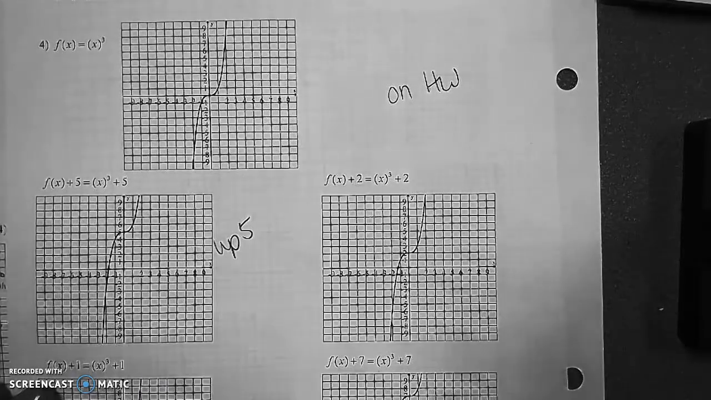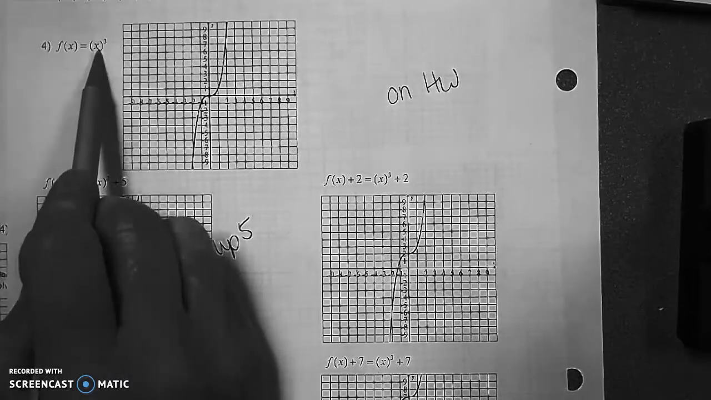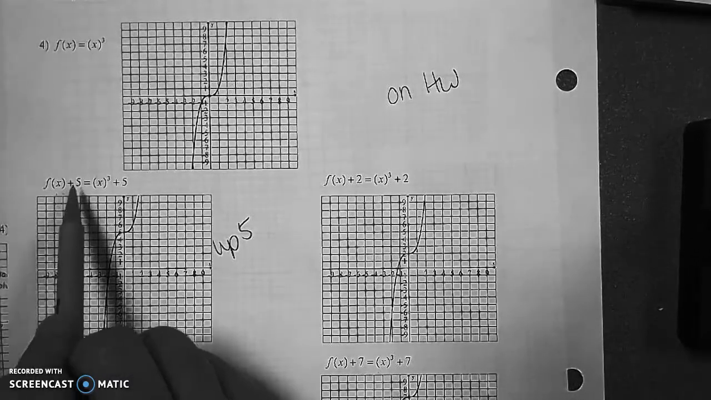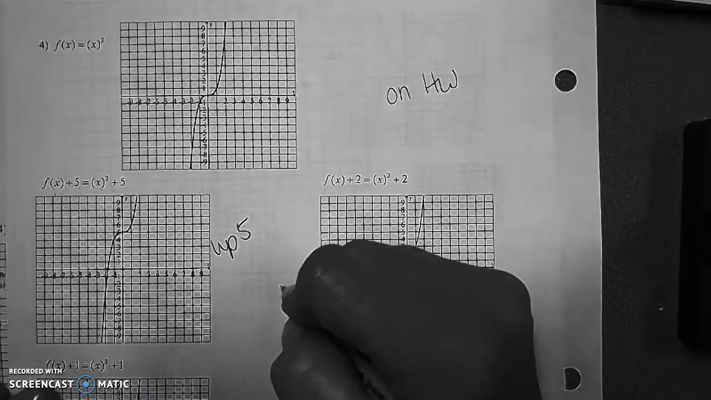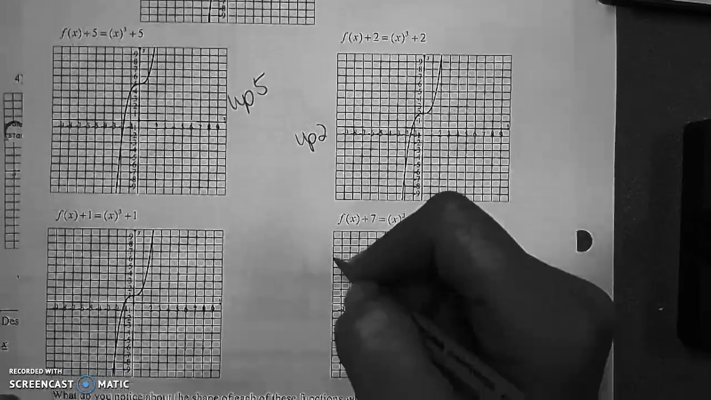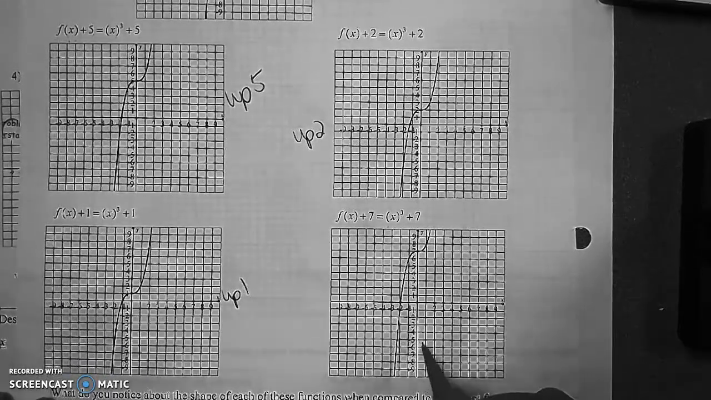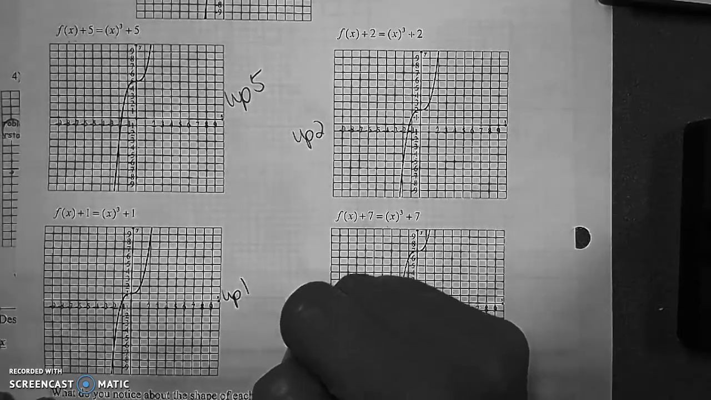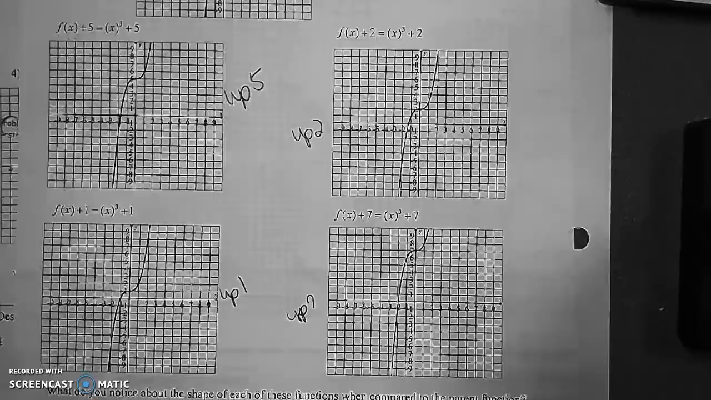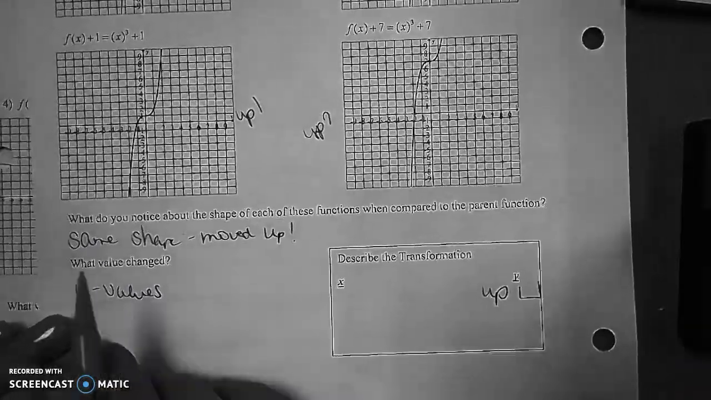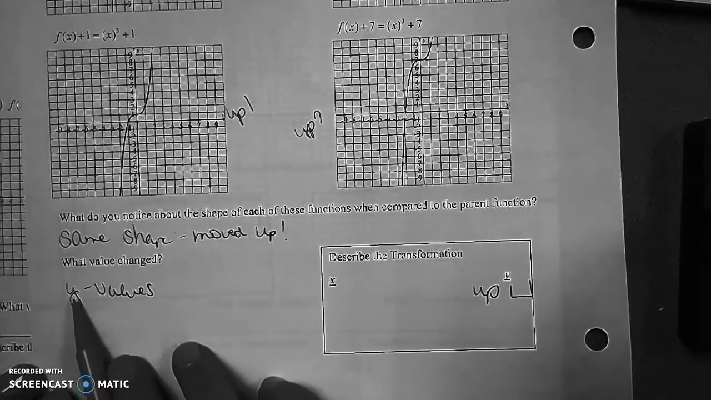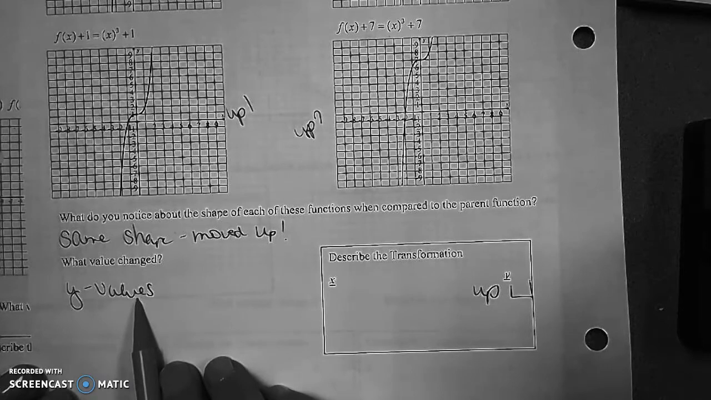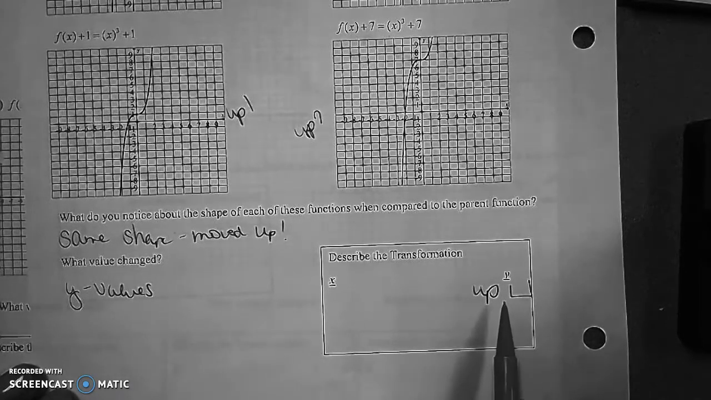Up 5. Notice the function notation. I'm taking the function f of x and adding 5. f of x is x cubed, and I'm adding 5, up 5. Then we've got up 2, up 1, up 7 units. And so at the bottom, this is the same shape, it's just moved up. And moving up changes the y values. So if you were asked to describe that transformation, you would simply say up so many units.